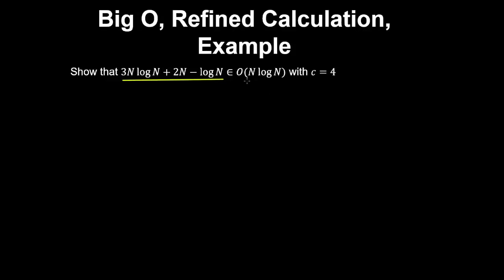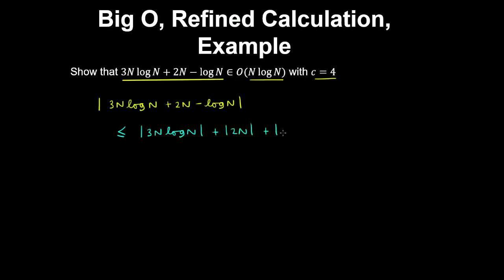Show that this function is O(n log n) with c equals 4. Well, we can take the absolute value and use the triangle inequality by taking the absolute value of each separate term. So we can write these all as positive terms. And using c equals 4, that's less than or equal to 4 n log n.